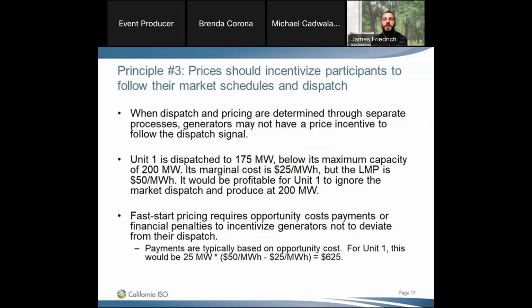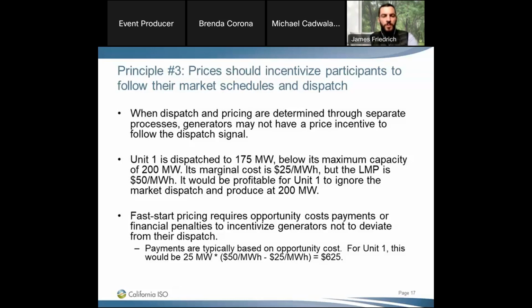So let's pause a second to think about the outcome of this example. The dispatch between the status quo and the minimum output relaxation method is exactly the same. You still have 175 megawatt dispatch for unit 1, 75 megawatt dispatch for unit 2. The difference is the market price. In the status quo example, the market price is set by generator 1 at $25. And in the second example, the market price is set by unit 2 at $50.